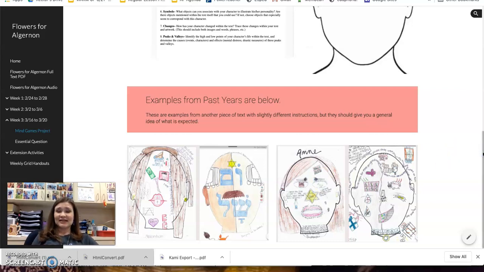This is something that you're going to turn in on paper. This is due at the end of the week. You have the entire week to work on it. However, you don't have the weekend. This is going to be due on Friday. If you have any questions, please let your teacher know.